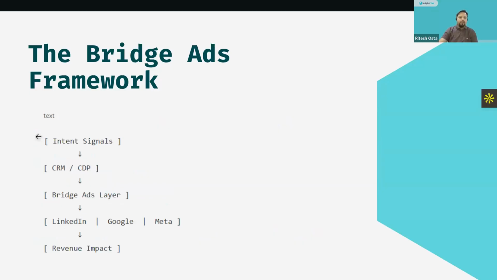So if you look at the Bridge Ads framework, find the intent signal, push it to CRM, CDP, data warehouses, create a bridge ad layer, create an integration between the CRM, CDP to LinkedIn, Google, and Meta, and then run ad campaigns, okay, only to those matched audiences, and then create a revenue map. In that way, you're using your ad budget very effectively.